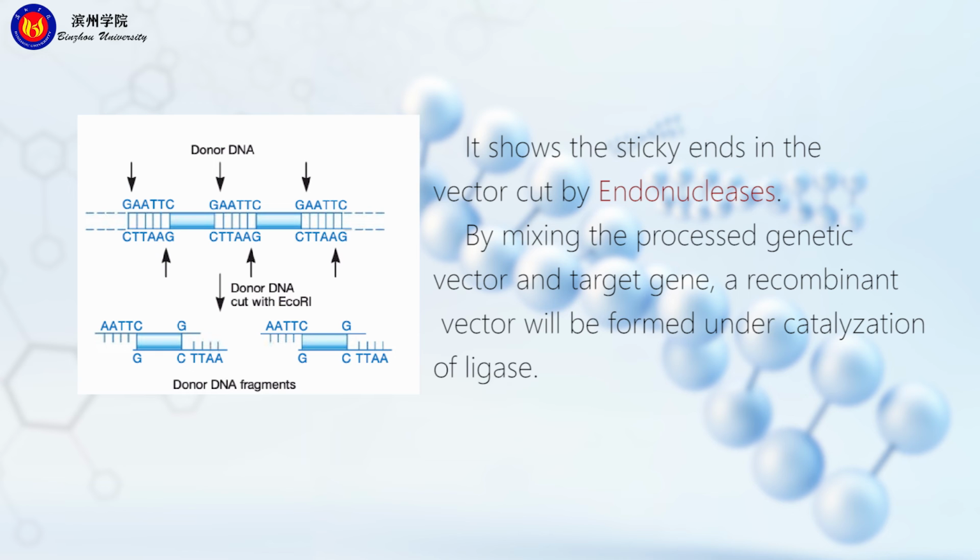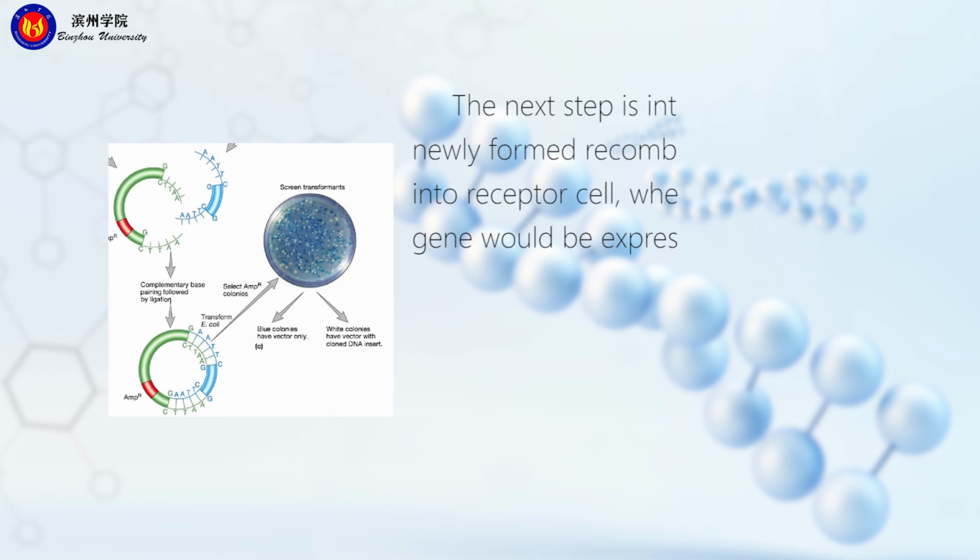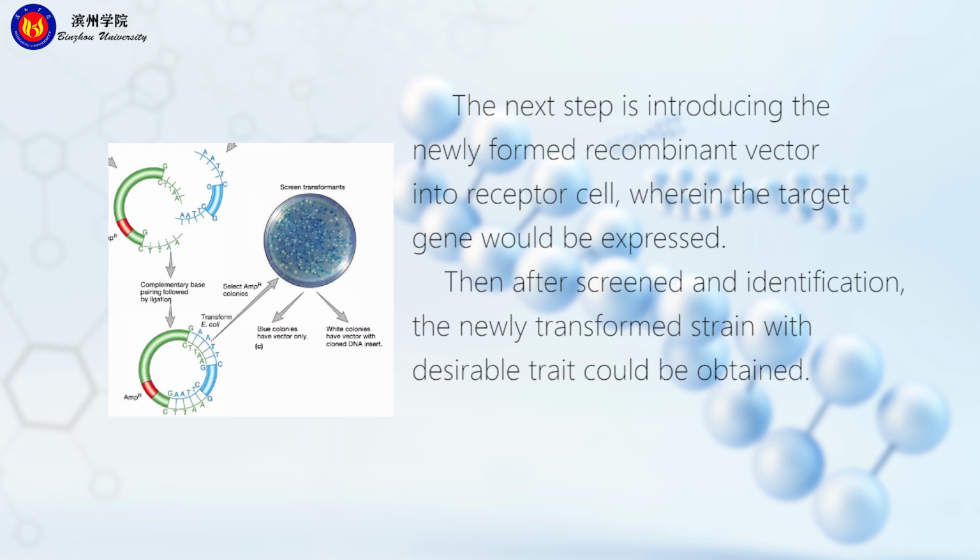Then, the next step is introducing the newly formed recombinant vector into receptor cell, wherein the target gene would be expressed. Then, after screening and identification, the newly transformed strain with desirable trait could be obtained.